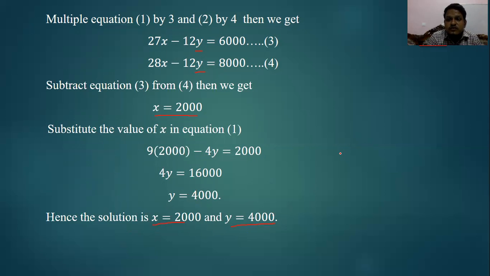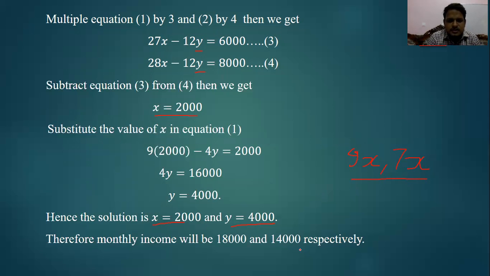We have to find the values of income. The income of the first person was 9x and the income of the second person was 7x. So the income of the first person will become 9 into 2,000, that is 18,000, and the income of the second person will become 7 into 2,000, that is 14,000 respectively.